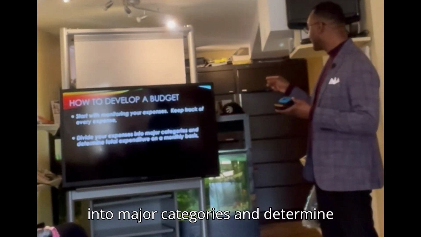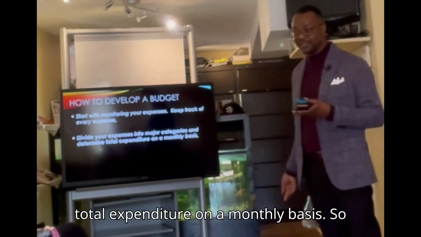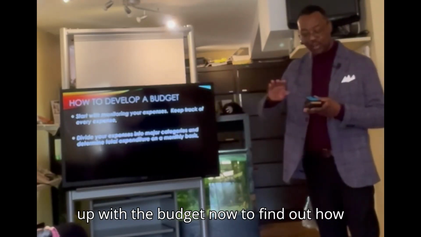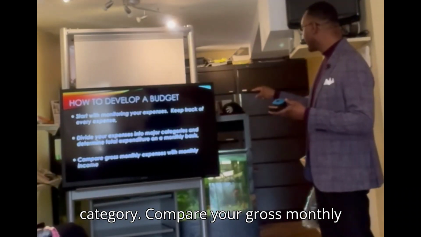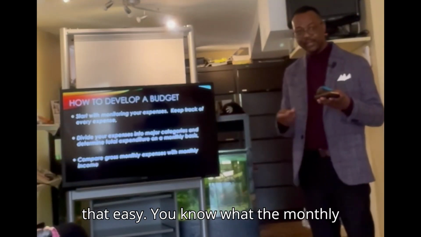Divide your expenses into major categories and determine total expenditure on a monthly basis. So that's how you're coming up with the budget, to find out how much you're spending each month and in what category. Compare your gross monthly expenses with your monthly income. It's that easy. You know what the monthly income is.